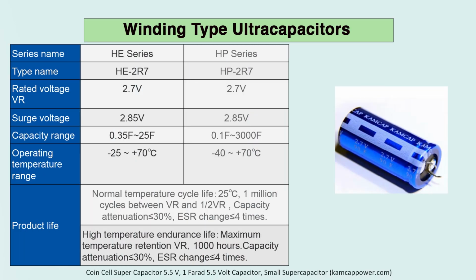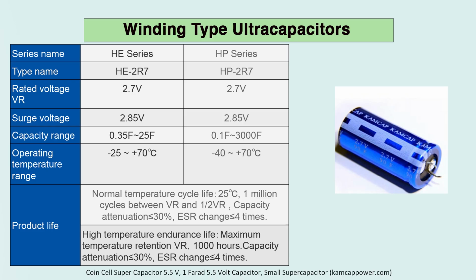So let us see the next type of ultracapacitor, that is the winding type ultracapacitor, and we have two series, HE series and HP series, both having the rated voltage capacity of 2.7 volts.